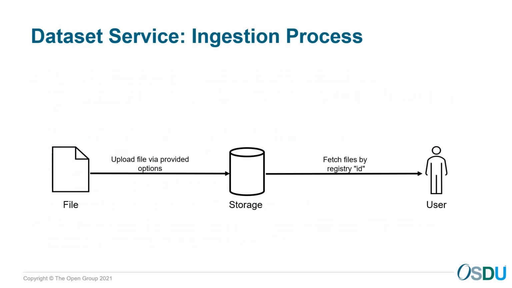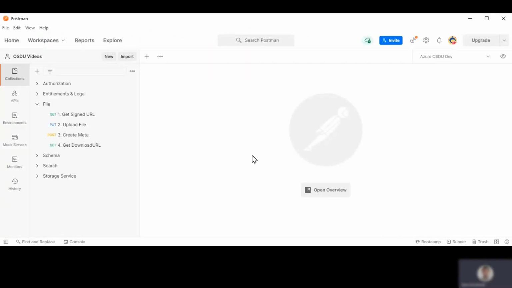Uploading source files via Dataset service is similar to uploading files via file service. A user can request the service to generate an instruction for uploading files. It can be signed URL or other options depending on the provider. You must also create a dataset registry which should be linked to specific file collections. After uploading dataset registry request, you can get files via Dataset API by providing registry ID as part of the request. Now let's reproduce the whole process.